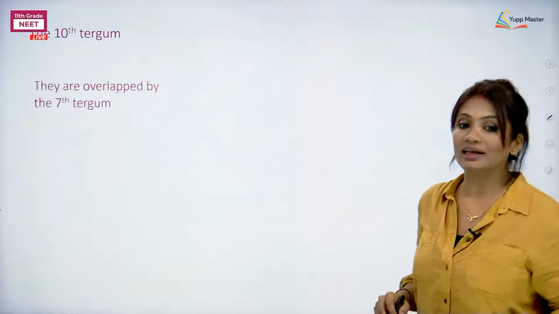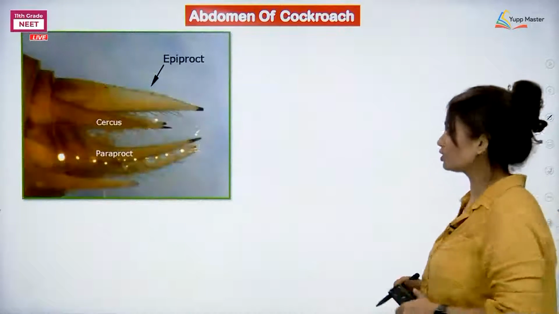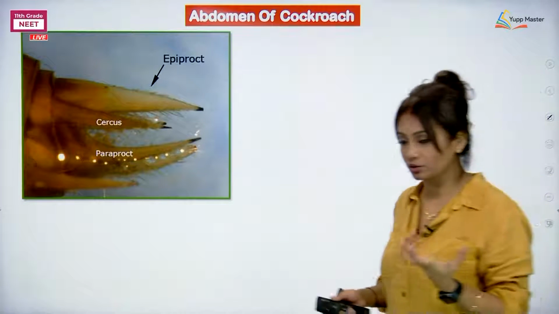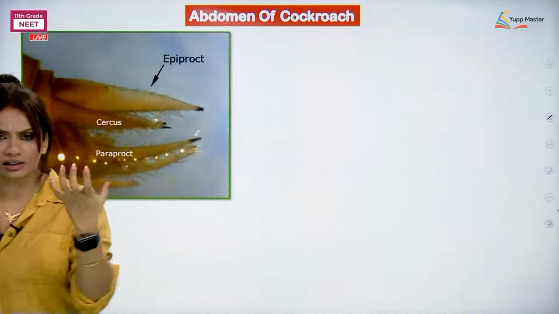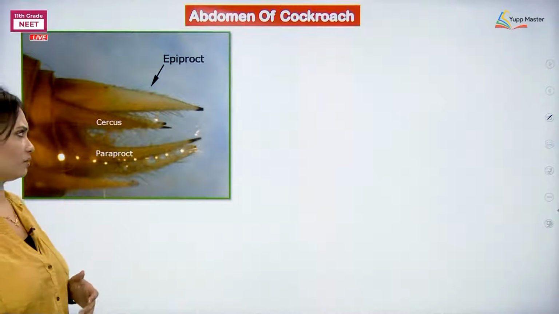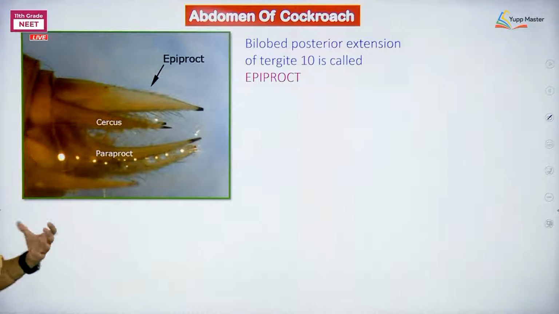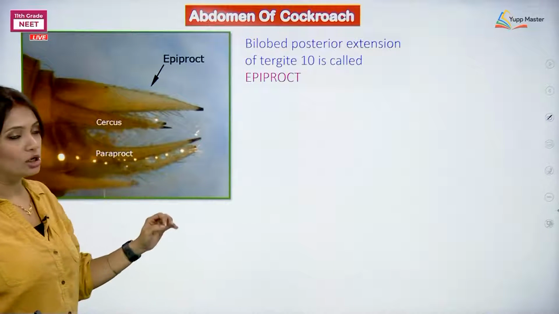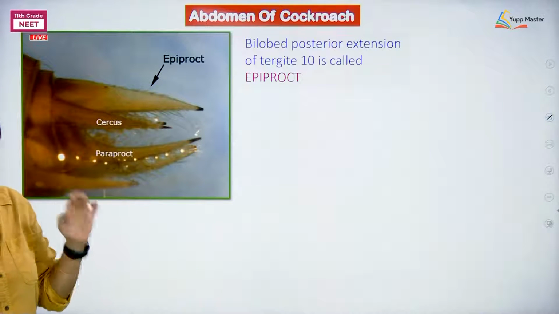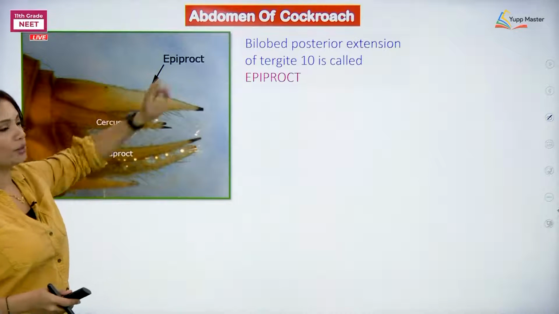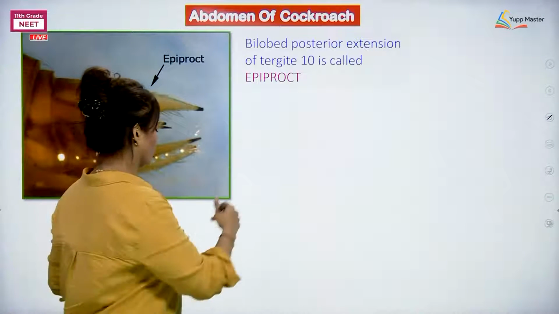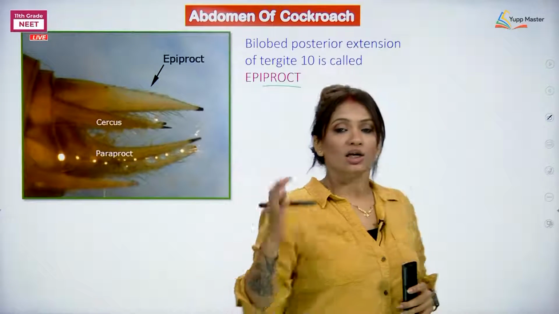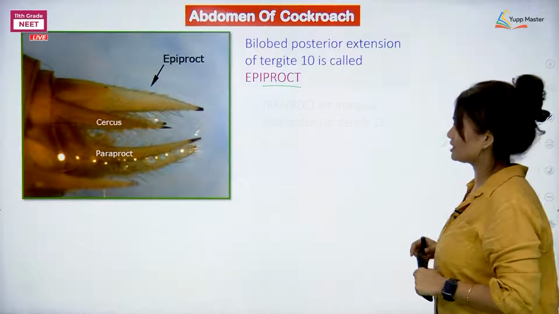Next, we see here the 10th tergum in the abdomen of the cockroach. Look at these parts over here. We are now talking about the rear end of the cockroach abdomen, the posterior most part of this insect. The posterior extension is bilobed, as you can see here. The bilobed posterior extension of tergite number 10 is called the epiproct. Remember, whenever you have the word proct, it always indicates something like the rectum. So that posterior most part is called the epiproct.